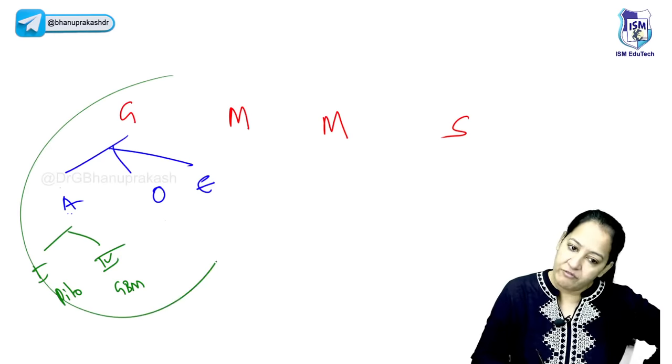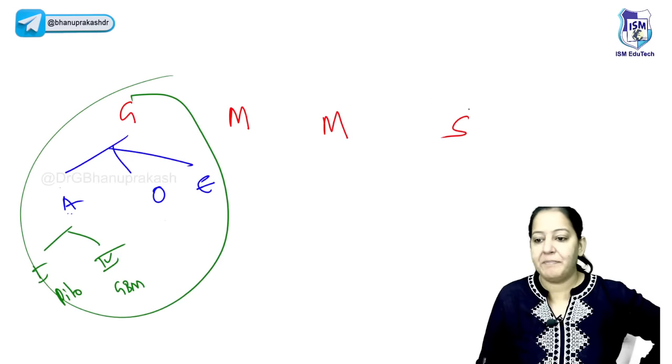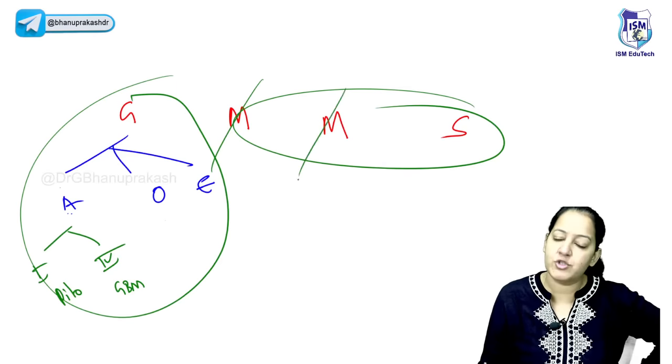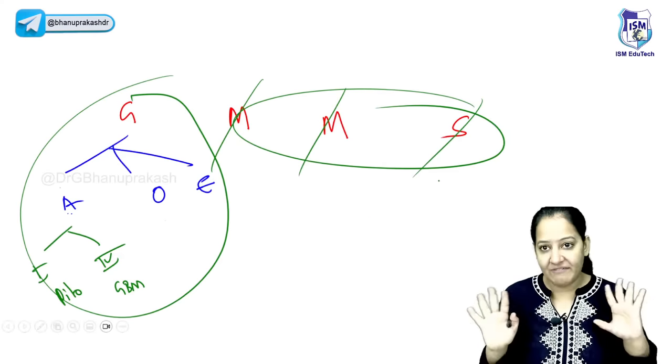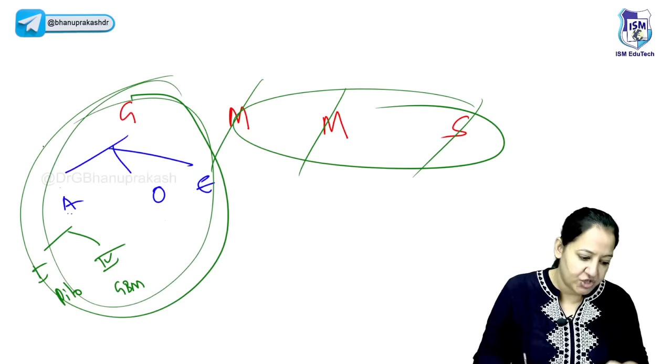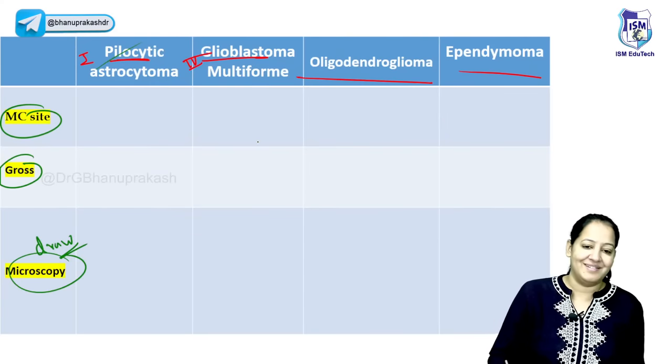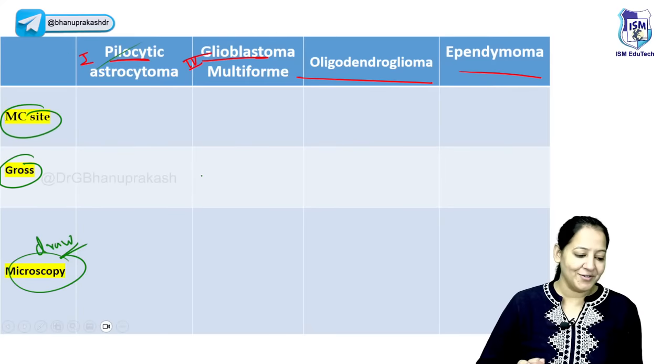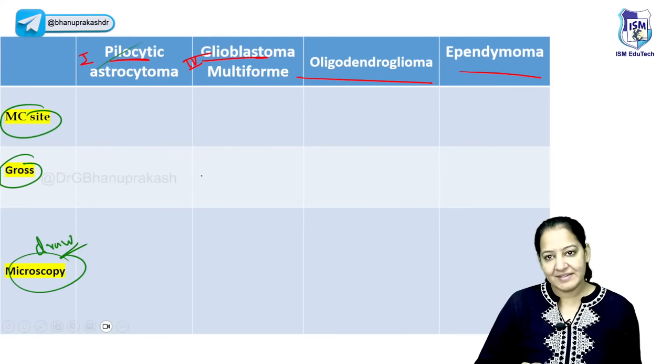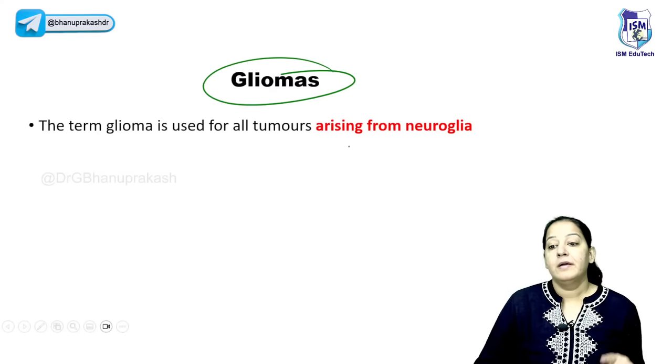So let's take glioma on one page and finish it, and on another page, let's take the remaining three: medulloblastoma, meningioma and schwannoma. So in total I am going to teach you 7. Let's first finish glioma. I hope you got the orientation. Yes, Monica, you got the orientation. Others, can we start? Let's start glioma.